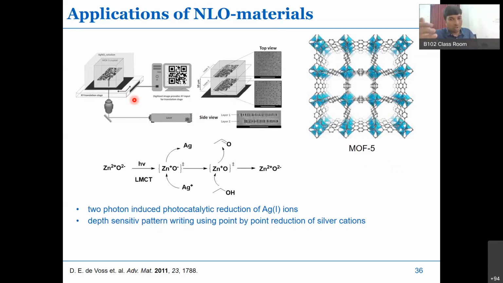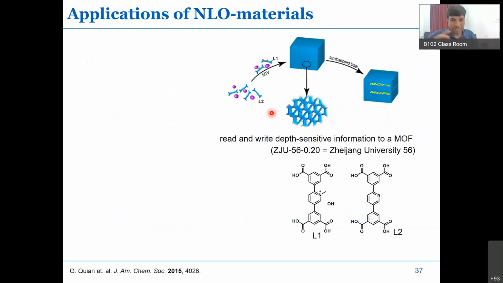So you soak these materials in silver, where reducing activity can be maintained, and silver ions in the silver solution can be converted into silver metal, and this can be patterned in the crystal itself. So you see here, you have a crystal, and in a specific location you can easily reduce the silver and pattern it. And this can be used as data storage materials.